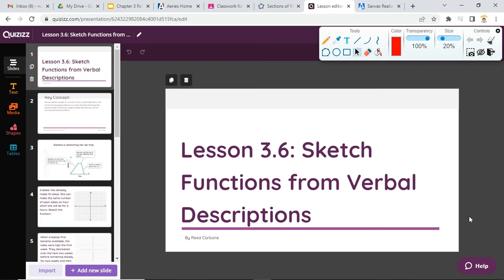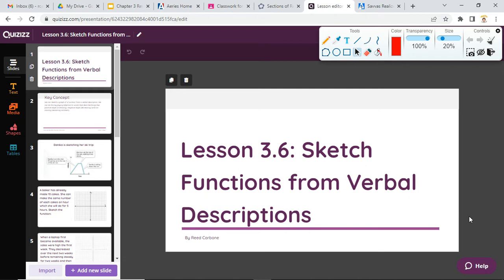Hello, class. Today we're talking about lesson 3.6, how to sketch functions from verbal descriptions. Okay? So what we're going to be doing this section, we just want to break down what that title says. So, think about sketch. What does sketch really mean to you guys? Well, for those artists out there, we know sketch means to draw, right? But not really to draw super formally. This isn't our final draft, it's like a first draft.